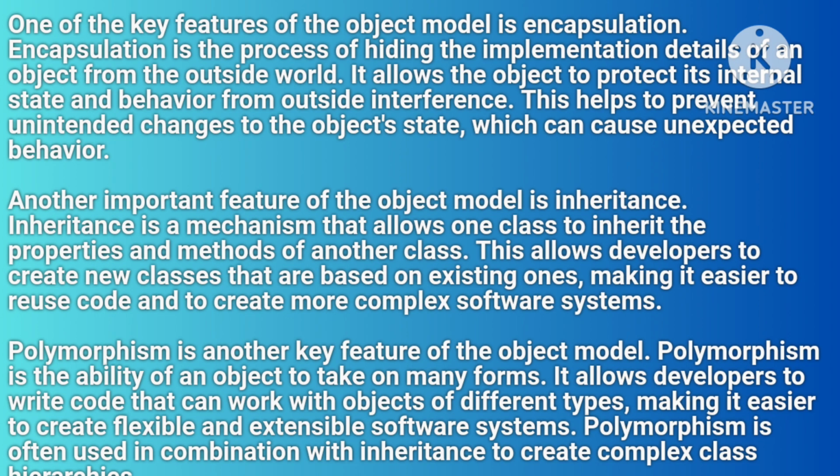Polymorphism is another key feature of the object model. Polymorphism is the ability of an object to take on many forms. It allows developers to write code that can work with objects of different types, making it easier to create flexible and extensible software systems. Polymorphism is often used in combination with inheritance to create complex class hierarchies.